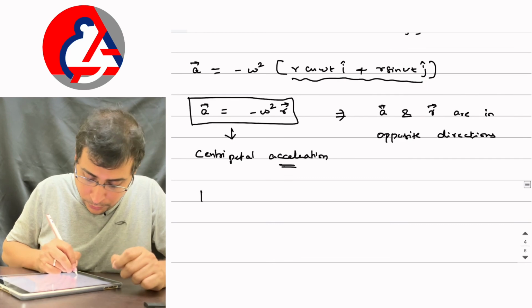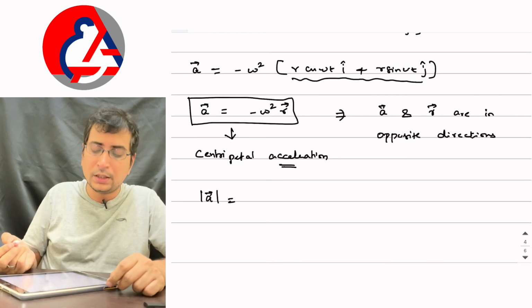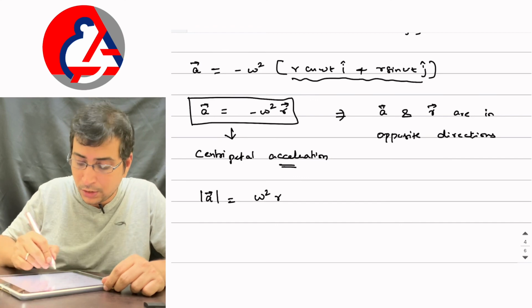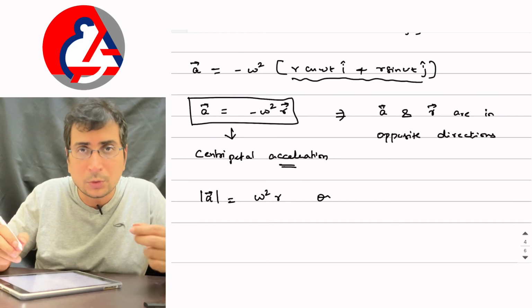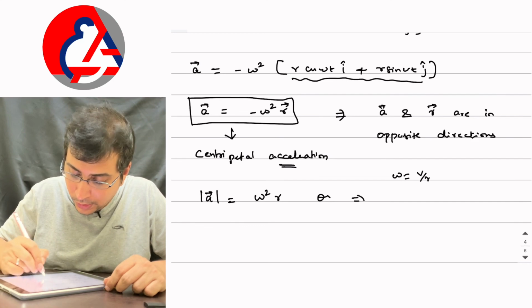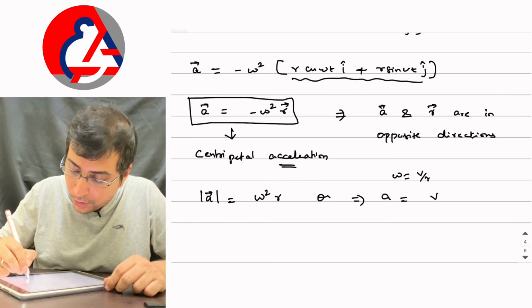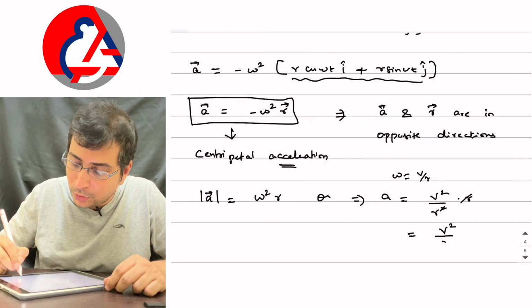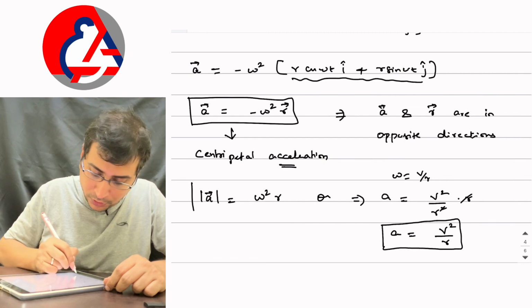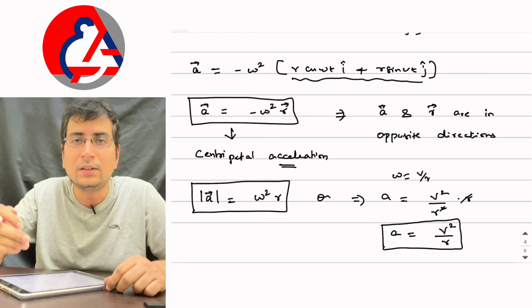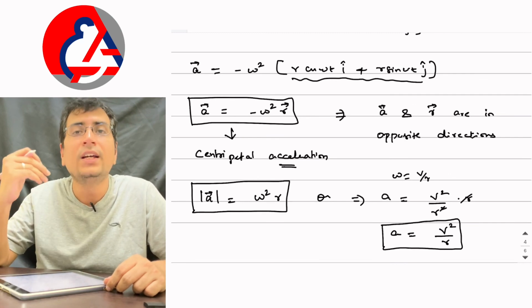Now, if we need to find the magnitude of it, the magnitude of a vector is going to be omega square into r, or we know that omega is equal to v by r. When you substitute it here, you get a is equal to v square divided by r square into r. This and this will get cancelled. So you will get v square divided by r. So these are the two expressions for centripetal acceleration which we have derived with the help of vectors and calculus, especially differentiation.